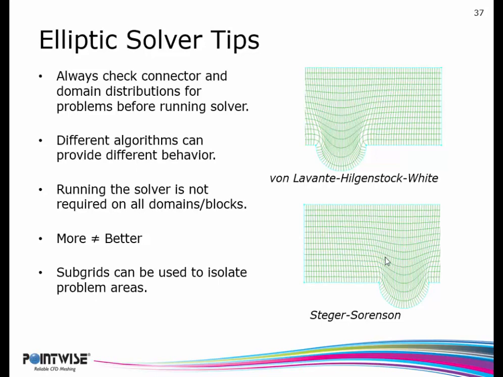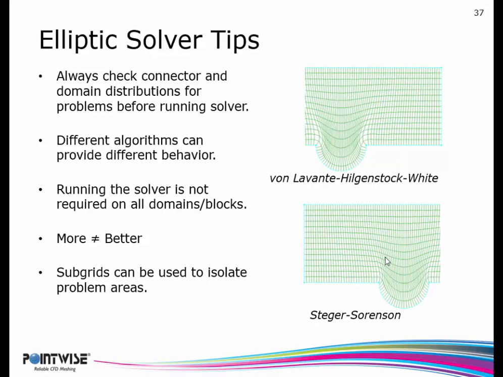whereas Steger-Sorenson, also providing orthogonality and smoothness, doesn't as strongly enforce the spacing of this first grid line. And so what you'll see in differences between these two is possibly a little bit smoother grid with Steger-Sorenson boundary control versus better orthogonality and spacing with Hilgenstock-White, but maybe not necessarily as smooth a grid away from the boundary. So these are some of the subtle things that you need to be aware of using the solve tool that we have in Pointwise.